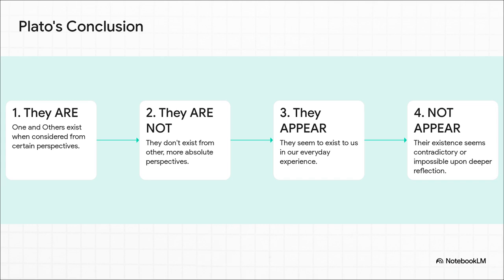Plato is saying that when you consider their relationship to themselves and each other, the one and the others: 1, they are. 2, they are not. 3, they appear to be. And 4, they appear not to be. See? The sentence isn't nonsense. It's a super condensed summary of every single logical possibility he explored.